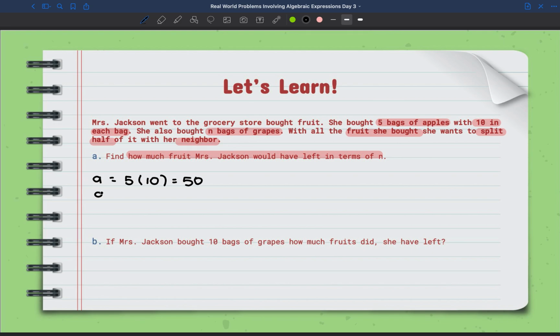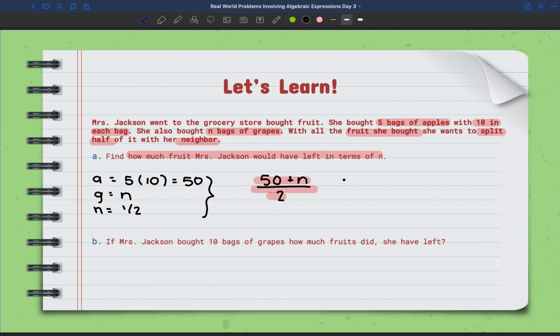And we know for grapes, she had N. She bought N bags of grapes. We don't know how many bags she bought. And lastly, her neighbor, she's going to split half of her fruit with. So looking at all of this information that we have, combined together, we need to write an algebraic expression. So we know that she has 50 apples. We don't know how many bags of grapes that she bought, so we need to add, because we're trying to figure out how much in total she had. Add N and divide all of it by 2 because she's splitting half of it with her neighbor. And this would be our answer for part A.